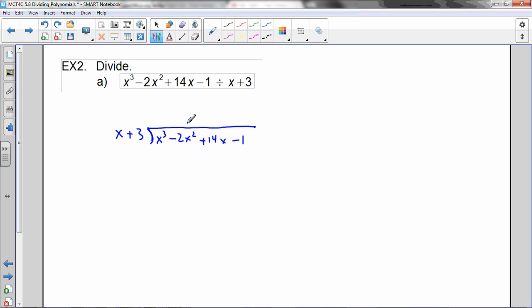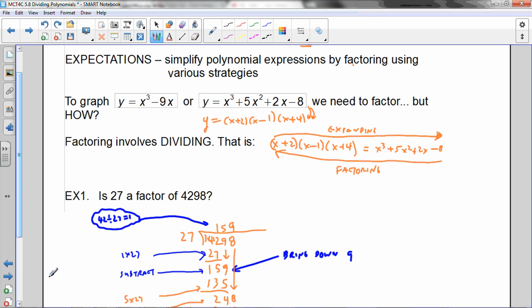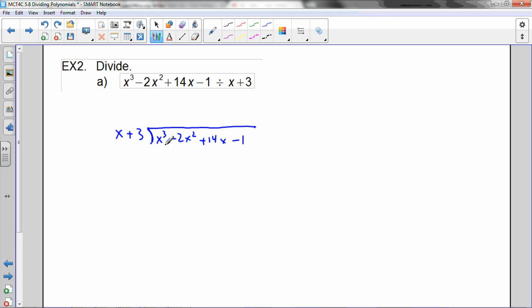All right, so what was the first step? The first step was to take whatever we're dividing by and figure out how much it goes into the first little bit, right? Over here, it was how many times does 27 go into 42? It's kind of hard to think about how many times an expression goes into another expression, but essentially what we want to do is we want to pick a value so that when I multiply, because I know the next step is multiply, that when I subtract, the expression will be smaller.